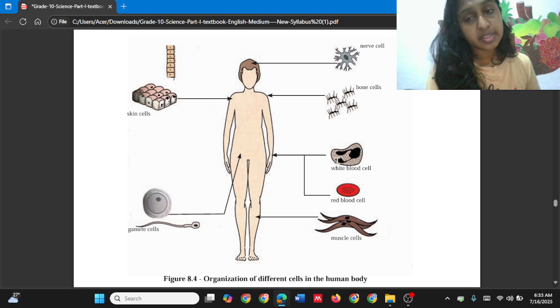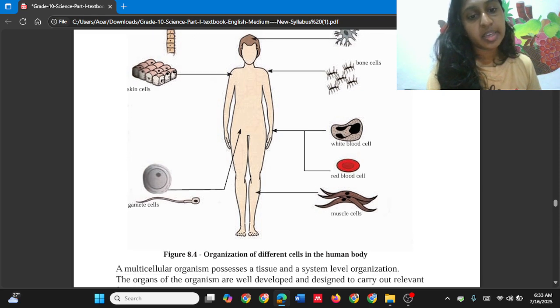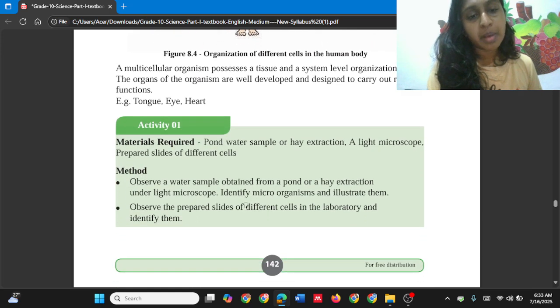What white blood cells does? They give immunity, no? Red blood cells, what they give? What is the function of red blood cells? Transporting oxygen and carbon dioxide. And muscle cells, producing energy, basically producing energy. Gamete cell means for the reproduction. A multicellular organism possesses a tissue. Okay, now we come to something, tissue, and a system level organization.